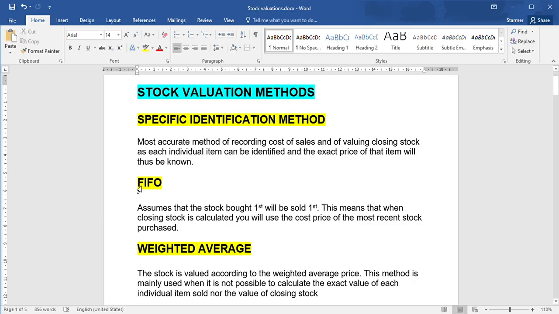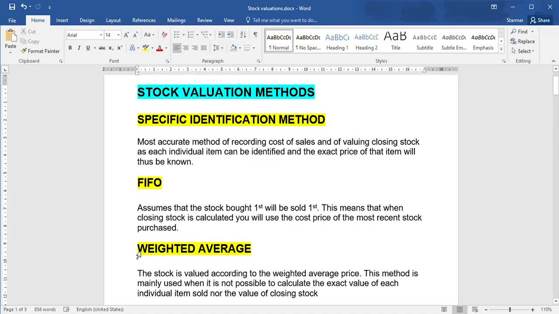FIFO stands for first in, first out, which means you assume that the stock you bought first is going to be sold first. So when you're working out the value of your closing stock, you're going to look at your most recent purchases and use that value. So you take the number of units times the cost price of the most recent purchases, and you work from the bottom upwards until you get to the required number of units.